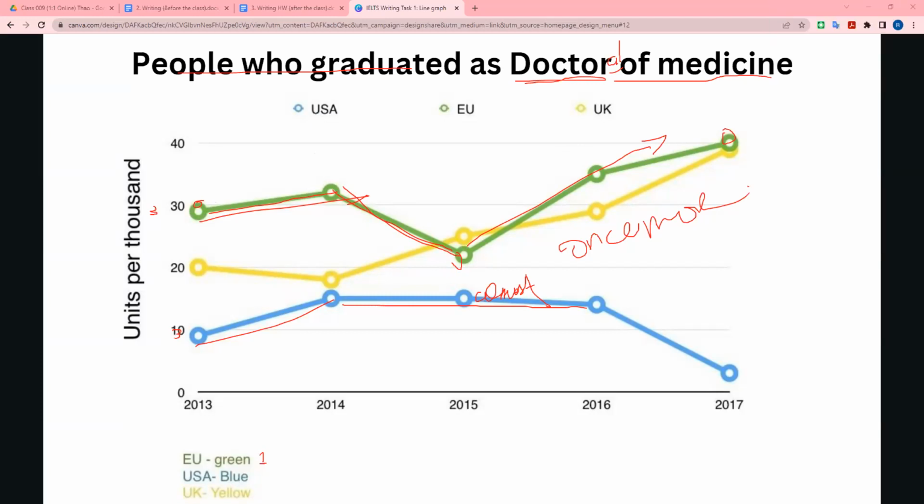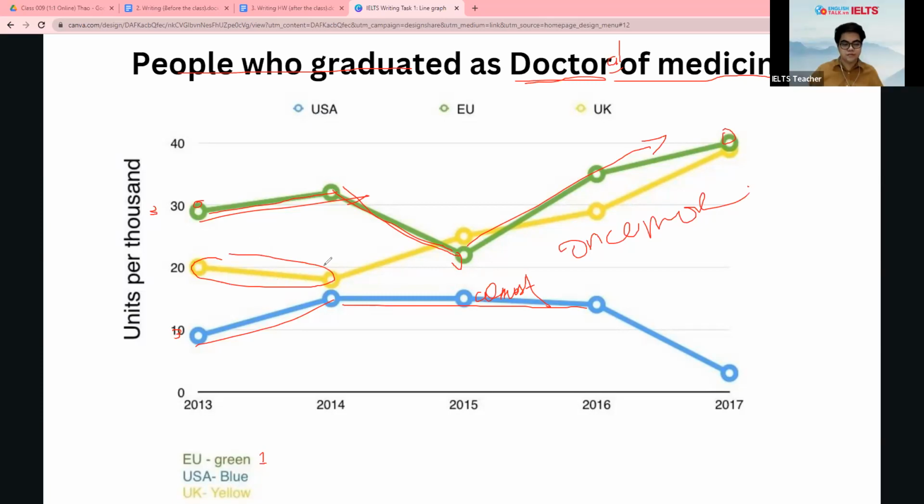The last paragraph. The UK. From 2013 to 2014, it witnessed a moderate decline. Okay, very good. It is completely opposite to the EU and the USA, which was completely, it's already 13 to 14, so was. Okay, anything else?